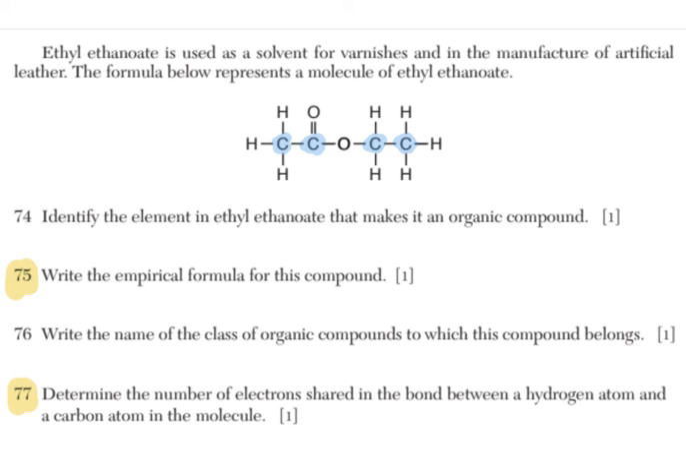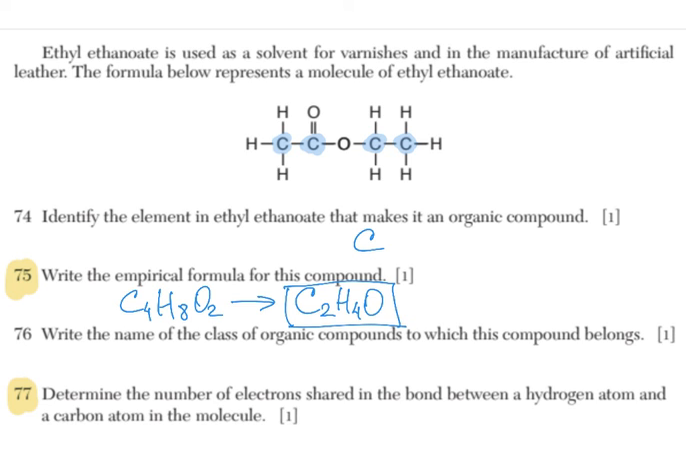Write the empirical formula of this compound. Well, first let's find the molecular formula, counting all the carbons, 4 carbons, counting all the hydrogens, 8, and counting all the oxygens. So that's the molecular formula. The empirical formula will be the simplified version of it. So C2H4O. That would be the answer.